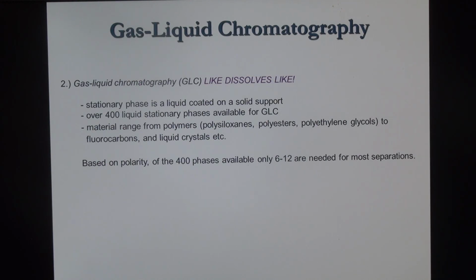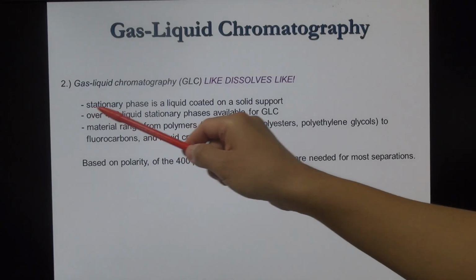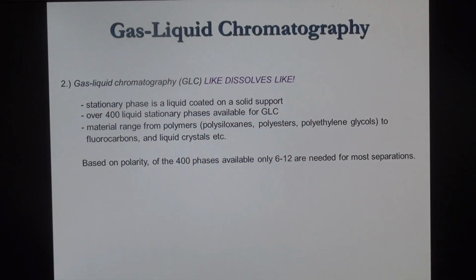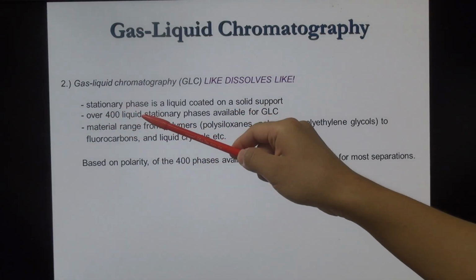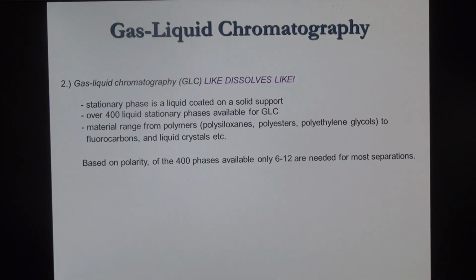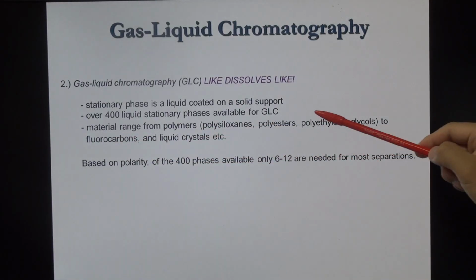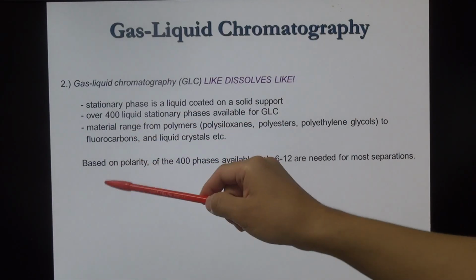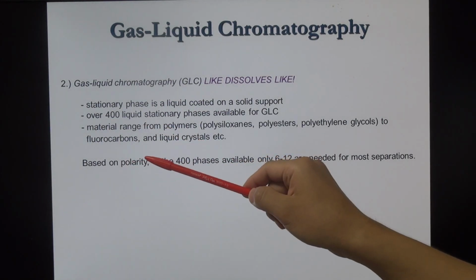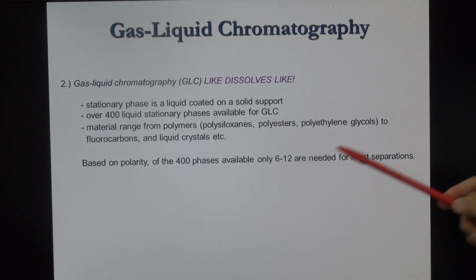When a liquid coated on solid supports is used as stationary phase, we call it gas-liquid chromatography. So the stationary phase is a liquid coated on a solid support. There are many different kinds of liquid stationary phase which are used for GC, including polymers, fluorocarbons, liquid crystals, etc. Depending on the polarity or the properties of the liquid stationary phase, we can separate a variety of different kinds of compounds.